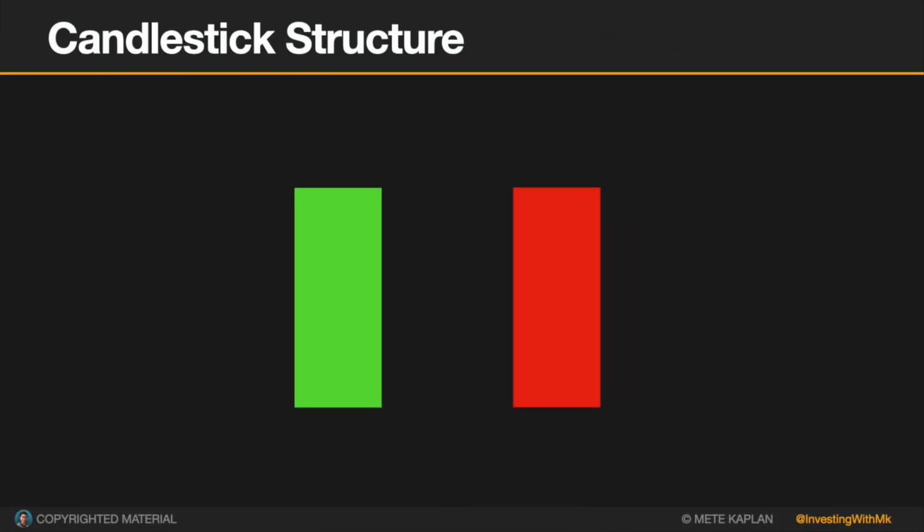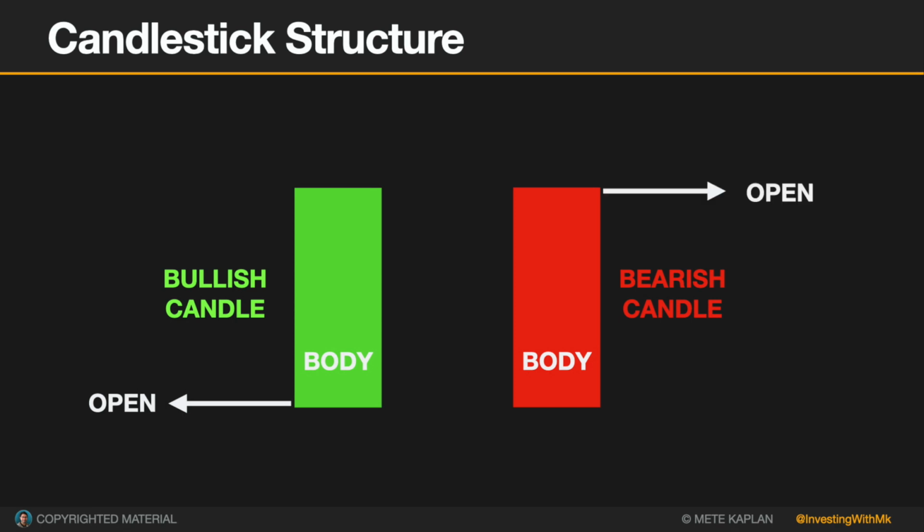Now you get the basics of candlestick structures. Let's learn what's called what and some other definitions. As you learned, there are two types of candles, red and green. Green candles represent bullish movement in the price and red ones bearish movement. The part of the candle between the open and close prices is called the body of the candlestick.